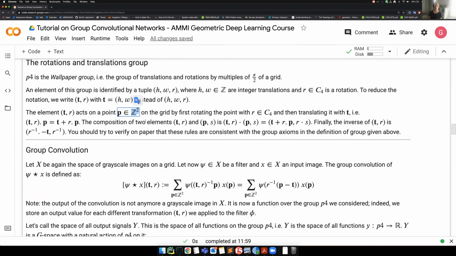Because to make sure that the translation is a group, you should be able to keep doing translations. So you can start from the origin, now move a bit on the right, and now move a bit on the right, and now move a bit on the right. You cannot say at some point, I cannot go further. You have to go to the infinity.